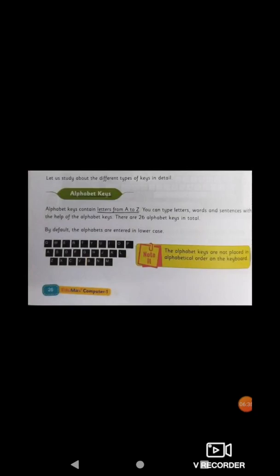So let us study the different types of keys in detail. The first one is the alphabet keys. Now we all know what an alphabet is, right? Alphabet consists of letters from A to Z. So alphabet keys contain letters from A to Z. You can type letters, words and sentences with the help of the alphabet keys. There are 26 alphabet keys in total. By default, the alphabets are entered in lowercase.